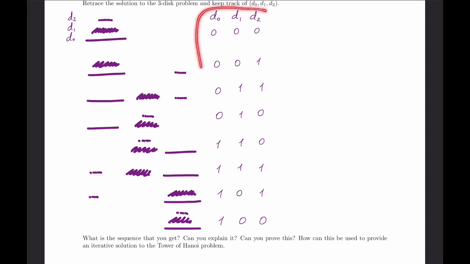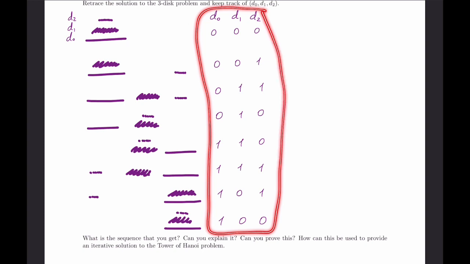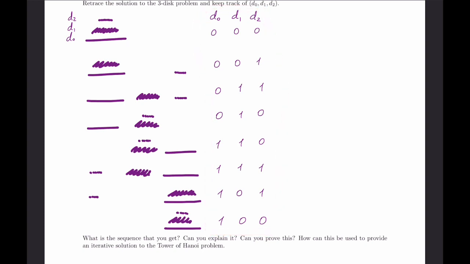Now let's take a look at the sequence of 0, 1 strings that we have come up with as the solution to this problem. Is this reminiscent of anything we've seen already in this lecture? Not only do these differ by 1 bit at a time, they're also constructed in the exact same way as the binary reflected gray code. The solution to the Tower of Hanoi problem is a binary reflected gray code.